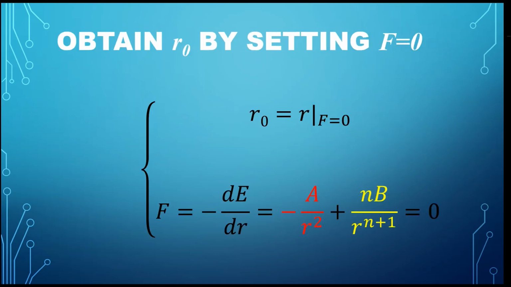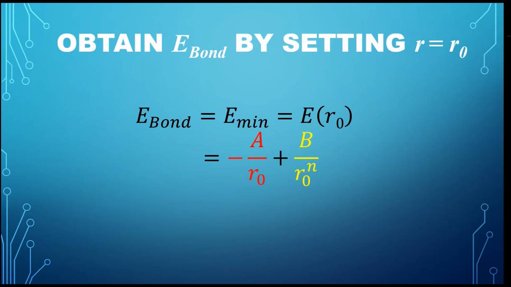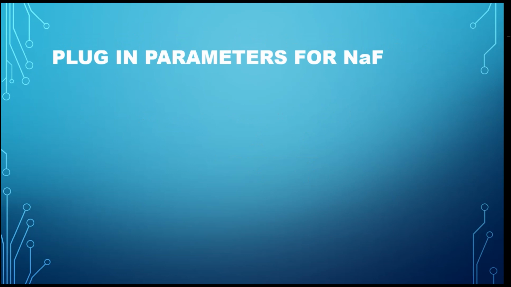By solving this zero force condition, we can find a general expression for the bond length R naught, which is the n-1 root of nB divided by A. Put this value of R naught into our original formula of energy, we can get the value of the minimum energy point, namely, the bond energy E bond.